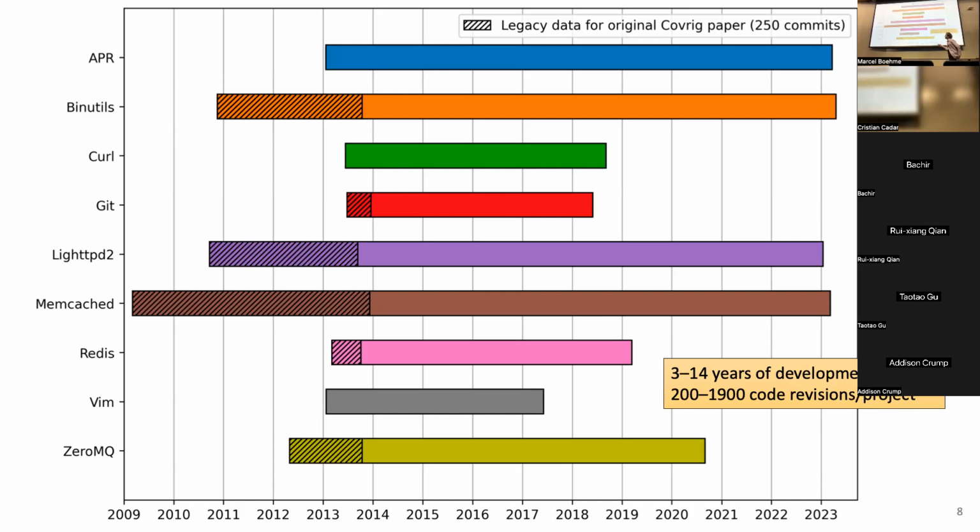So as you can see, these applications, I'm sure that most of you have heard of them. We have things like APR, Binutils, curl, Git, Lighttpd, Memcached, Redis, Vim, ZeroMQ. So these are widely used applications in industry, with lots of different users. I mentioned here, we have between 3 and 14 years of development time per project. And because many of these revisions do not change code, we ended up with between 200 and 1900 code revisions per project.